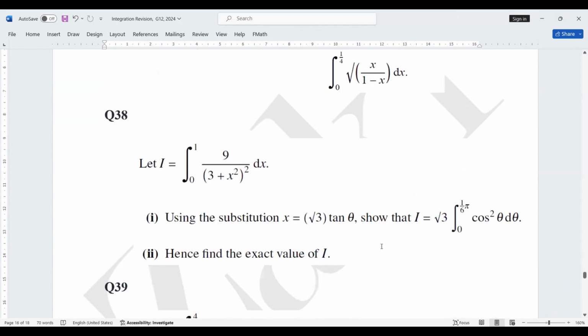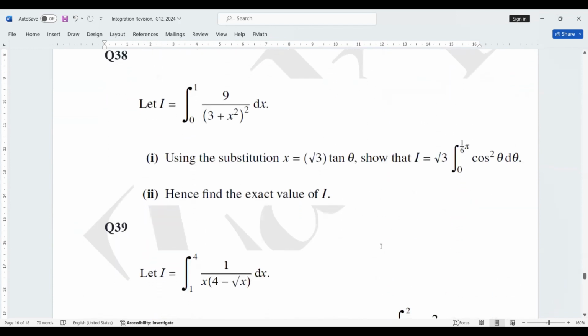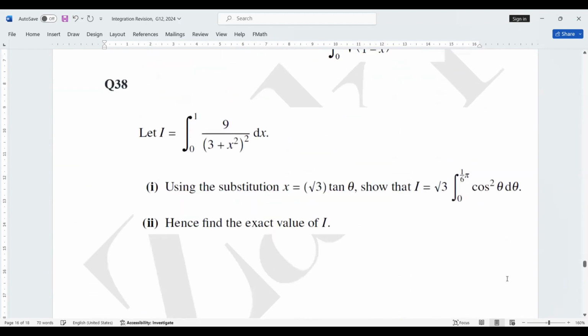And now, let us do question number 38 together. They said use the substitution x equals radical 3 tan theta. Differentiate, so dx equals radical 3 times the derivative of tan, which is sec squared theta d theta.